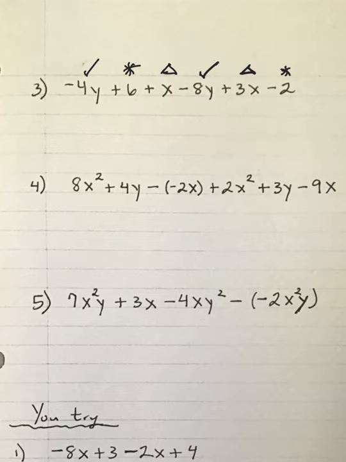So when we have x's and y's, we traditionally like to put them in alphabetical order, though it really doesn't matter. But that's just how mathematicians usually work. So we're going to put the x's together first because x comes first in the alphabet.